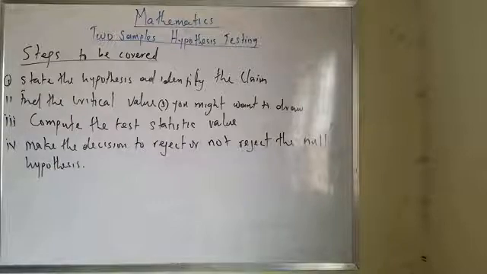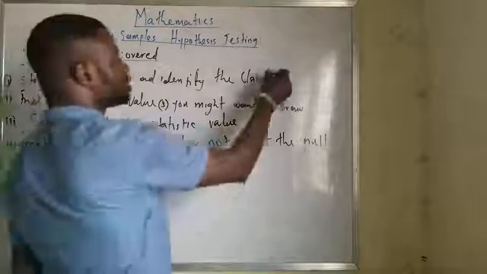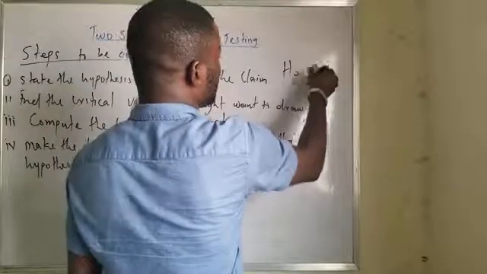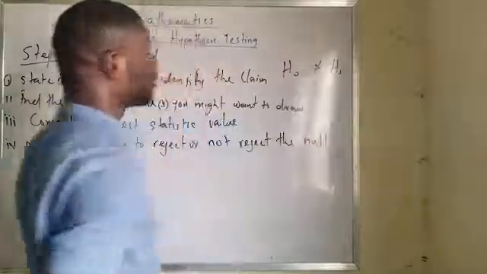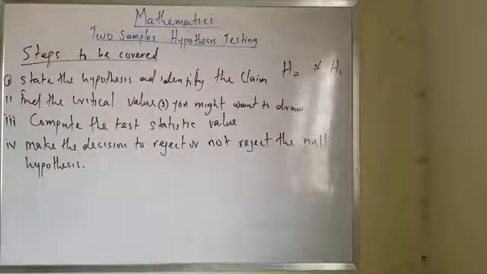Now, those are the things that we need to understand. State the hypothesis and the claim. I think I've explained that we're talking about H0 and H1. Please take note of that, H0 and H1. Number 2, find the critical value; you might want to draw it.